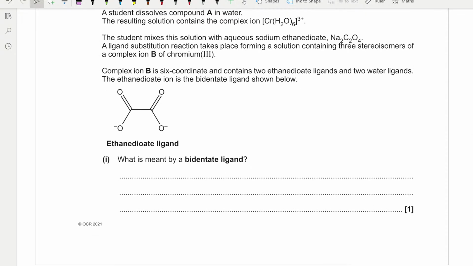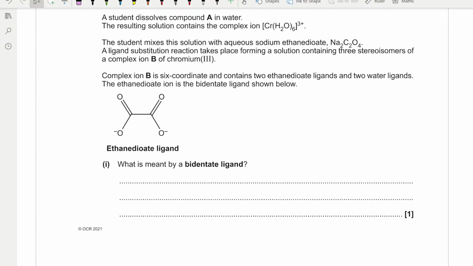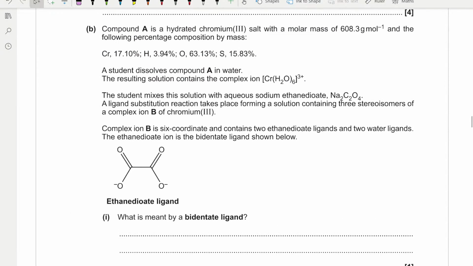Complex ion B is six coordinate and contains 2 ethanedioate ligands and 2 water ligands. The ethanedioate ligand is the bidentate ligand shown below. So, a lot of information to digest, but let's break it down.